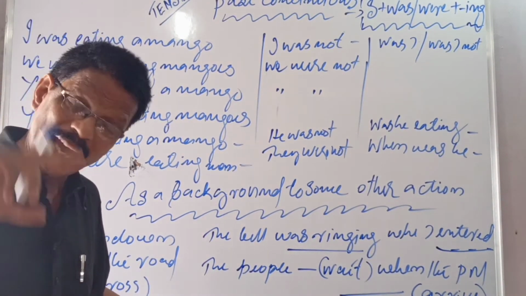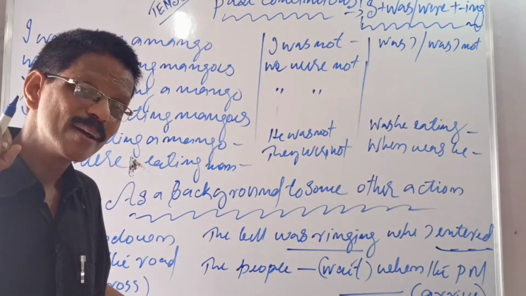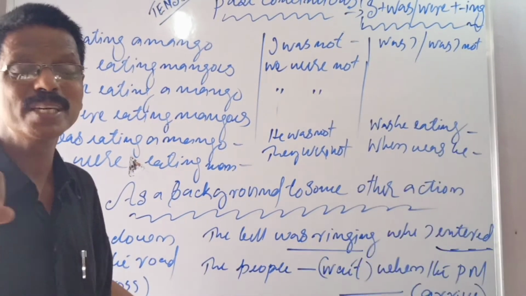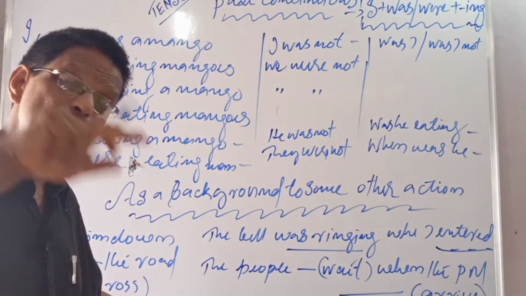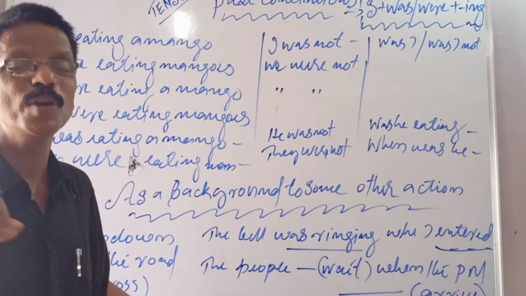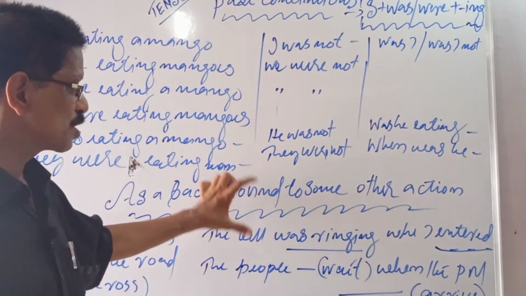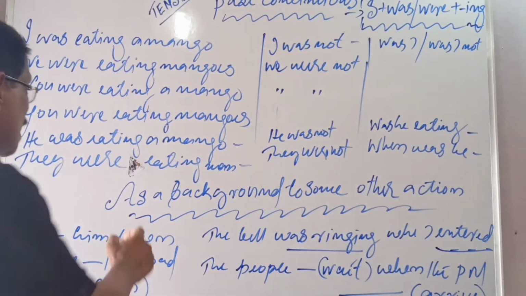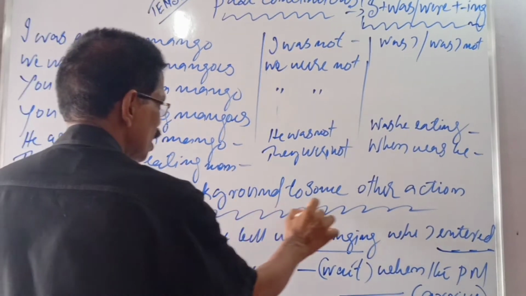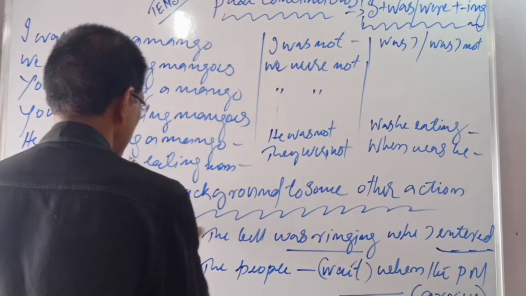She was singing when I saw her. When I saw her, she was singing in the chapel. He was sleeping when I went to meet him. I went to meet him, and at that time he was sleeping. This is the use of past continuous. What is that? As a background to some other action. Two actions will be there.